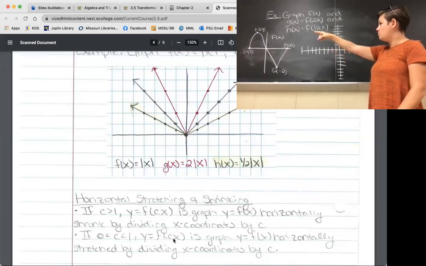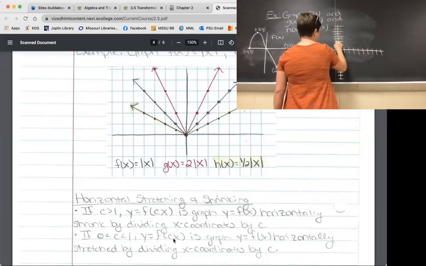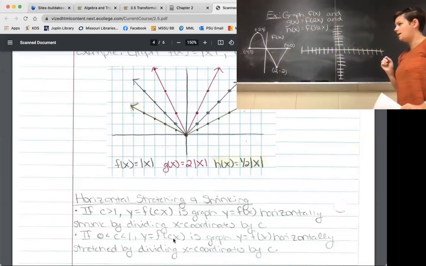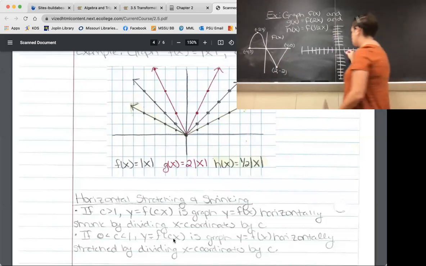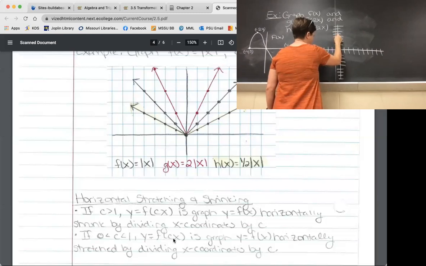So I have negative 2, 4. If I divide my x value by 2, I have negative 1, positive 4. 1, 2, 3, 4. Right there. Again, my y value does not change, just my x. 0, 0 is still going to be 0, 0. So it's in there. So there's the first half of my graph.